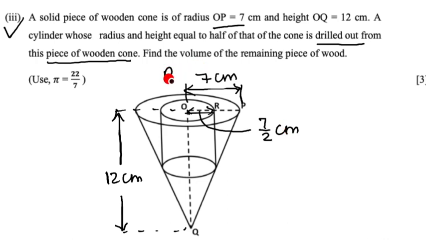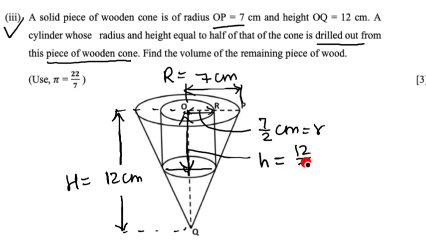So we will call the radius of the big cone big R, and this we will call small r. The height of the big cone we will call capital H, and the height of the cylinder, which is half of that one, from here to here, we will call small h. That will be 12 upon 2, which will be 6 centimeter. Now this part is carved out. Find the volume of the remaining piece of wood.